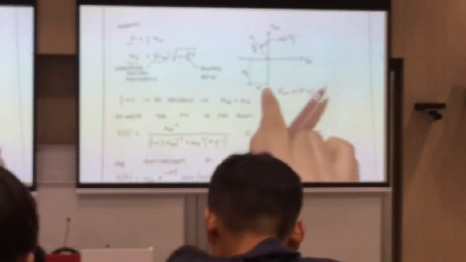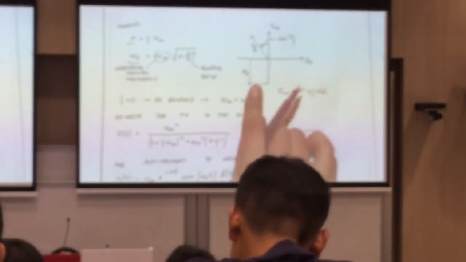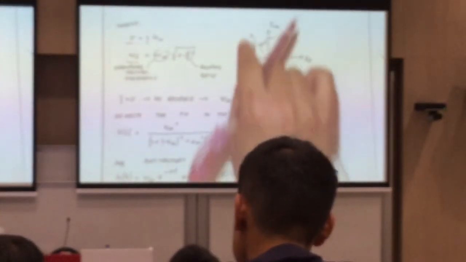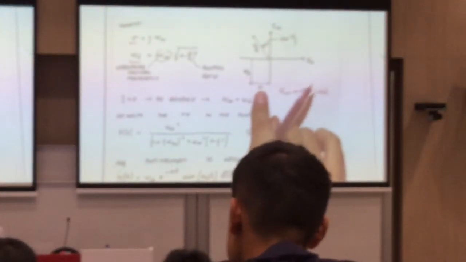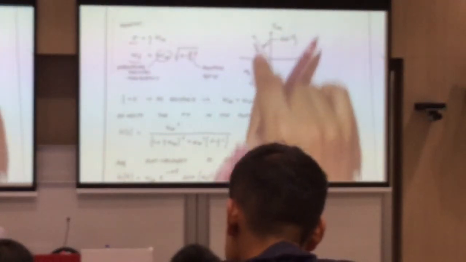So this is something I want to highlight. You need to understand what this figure means. This figure tells you your root location: the real part is minus sigma, and the imaginary side is plus or minus omega d.